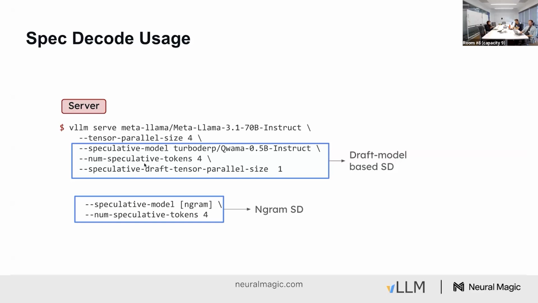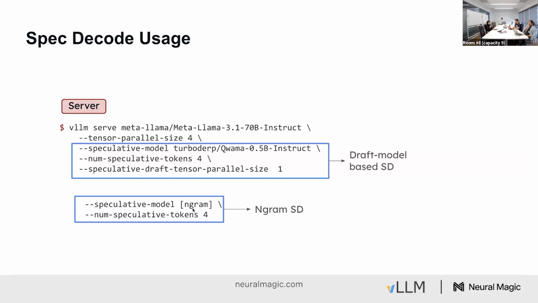You say, this is my speculative model, and this is the number of tokens I want to speculate. Here we also specify the tensor parallel size for the speculative model, because the small model is small. You don't want to distribute it across different machines or GPUs. So for the draft model, we can just use tensor parallel size 1. This is for draft model based speculative decoding, but we also support n-gram spec decoding.